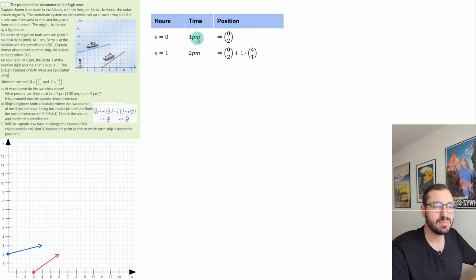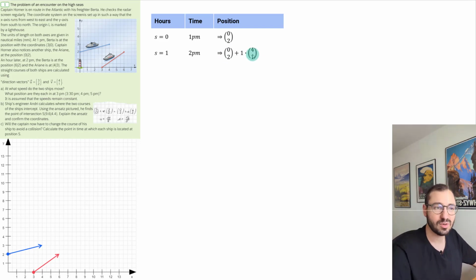You know that the blue ship starts at 1 p.m. and with 1 p.m. it's at the position (0, 2), so it's here, right? Now we also know that within 1 hour it moves along the direction of this blue vector. So 1 hour later, at 2 p.m., it has moved from the starting position up here. So the new position is given by the starting position plus this direction vector.